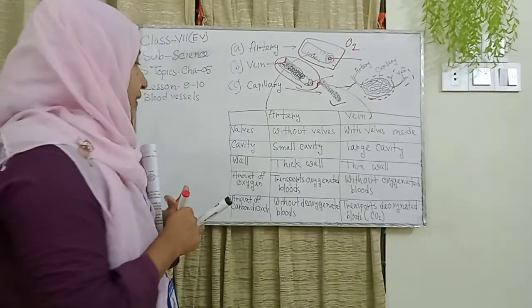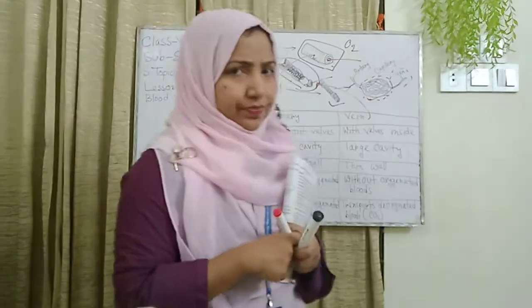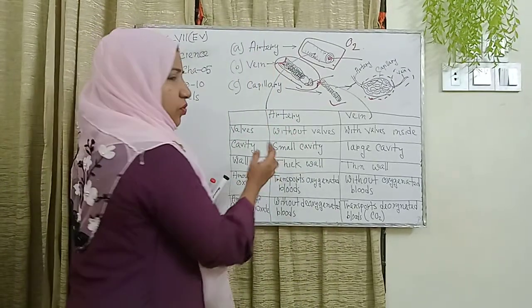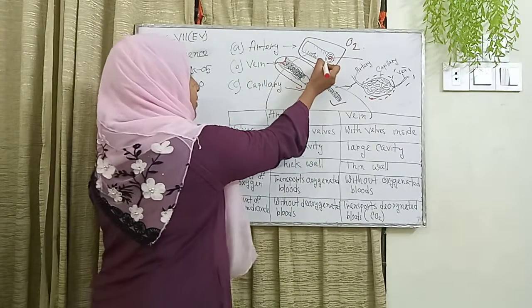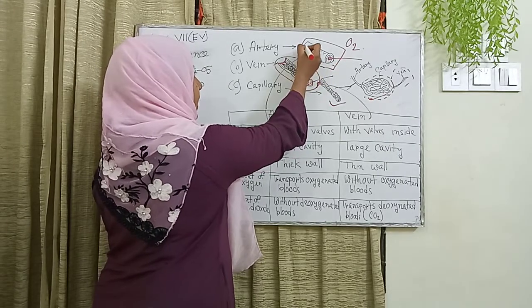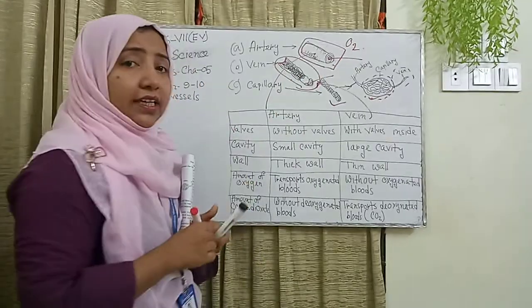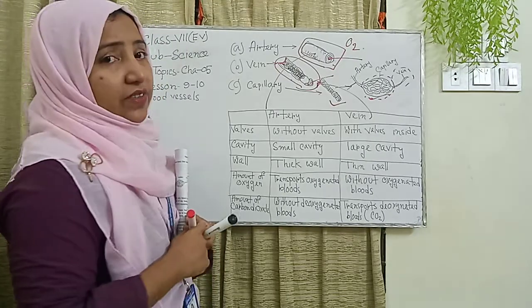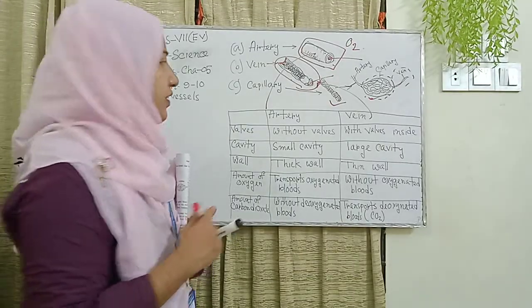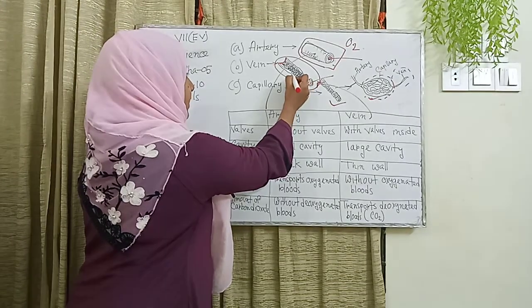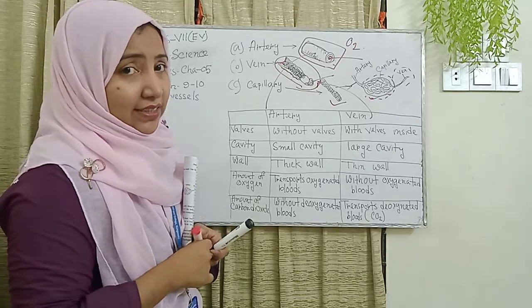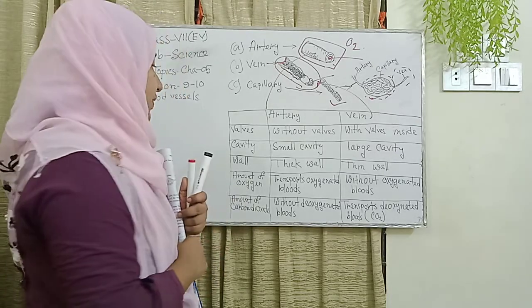Third structure is wall. Here's the artery. It has a thick wall, a very thick wall. This structure is the wall, and this structure is the thick wall. And the vein's wall is basically a very thin wall. Here I just draw this. This structure is the wall, and this vein structure is a very thin wall.